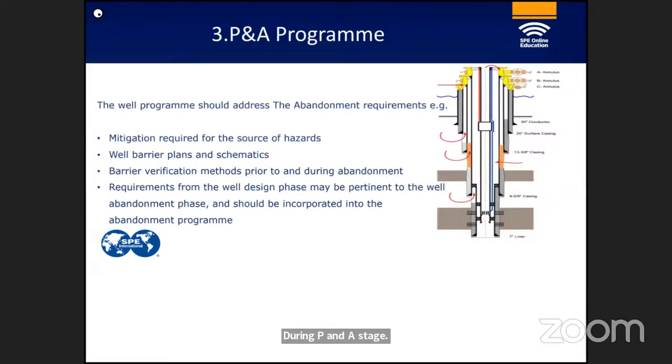So what will be required to be done at the P&A stage? First, we have to assess the integrity of the well. Whether we are having any pressure in the cemented annulus, the concern, those have to be repaired before we complete the P&A. And we should not leave any leaking path behind the casings. So mitigation is required for all sorts of hazards.